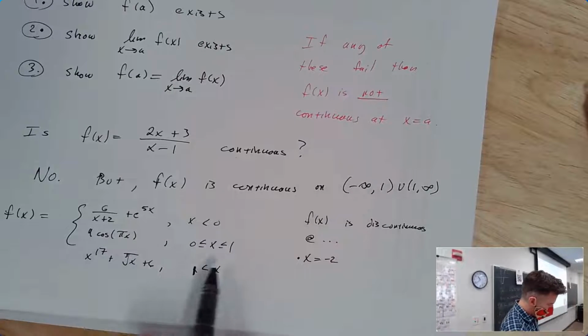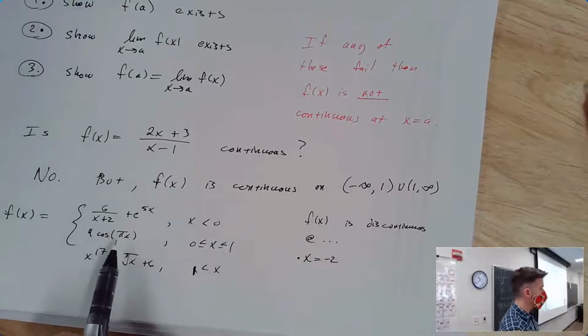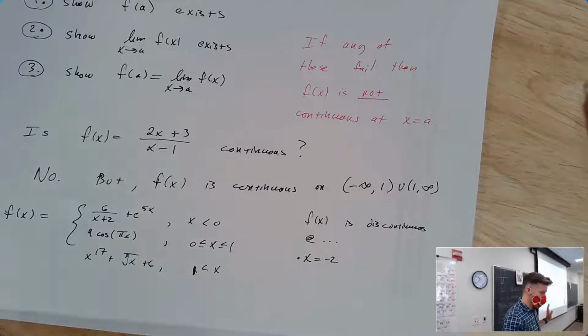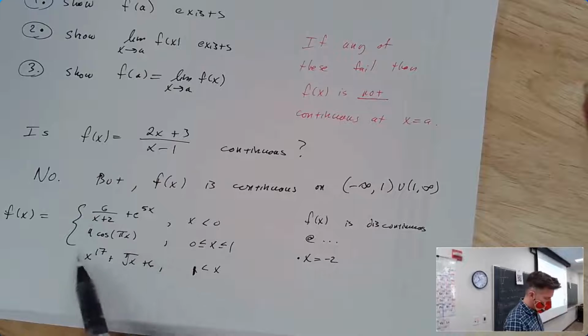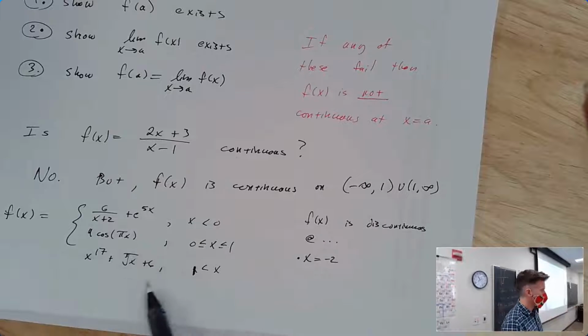What about this middle piece? Is 4 cosine of pi x generally discontinuous anywhere? No, it's a cosine function. The insides are a little different, but there's nothing making anything undefined. So this cosine function is definitely continuous everywhere, at least everywhere it's defined. How about x to the 17th plus the cube root of x plus 6? Is there anywhere that could be discontinuous?